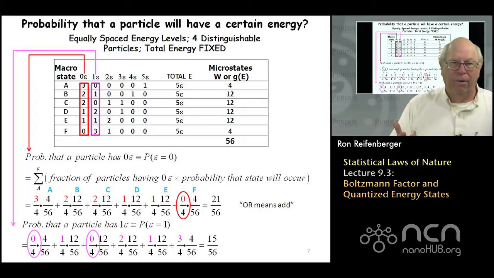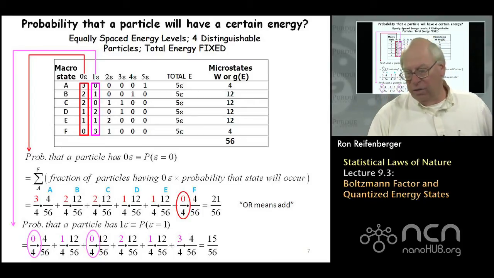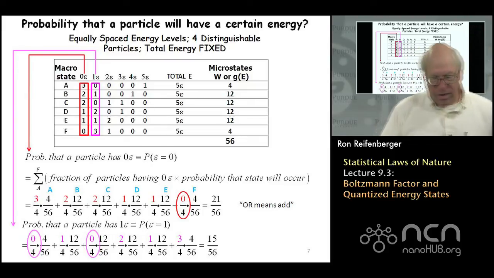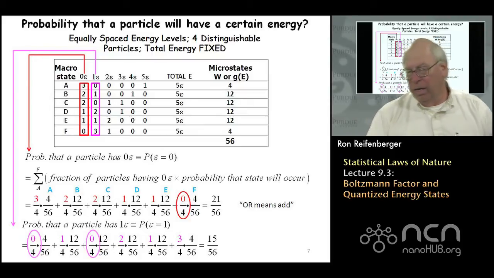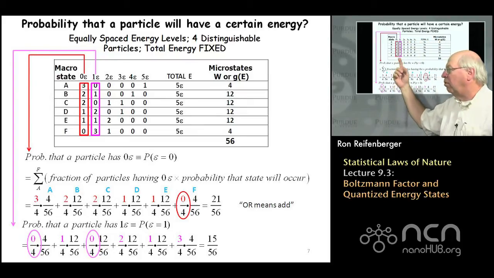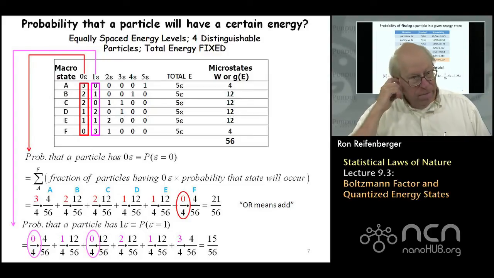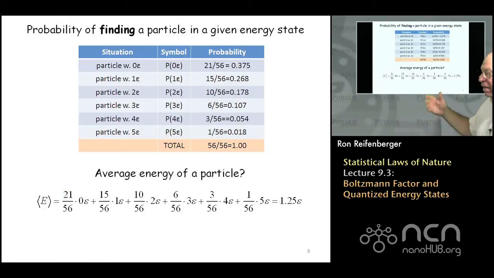What's the probability that I would get a particle that has 1 unit of energy, so 1 epsilon? I worked that out just to reinforce the concepts. I focus on this row or column of this table, and I work out the number here. What I find is that 15 out of 56 is the probability that I would have a particle with an energy of 1 epsilon. If you can do 0 epsilon and 1 epsilon, then it's pretty easy to do the others. I won't go through the arithmetic, but I will list the final table, and the final table is here.